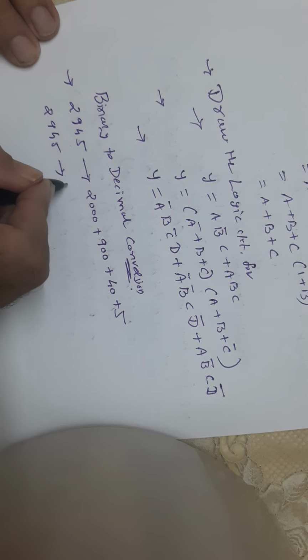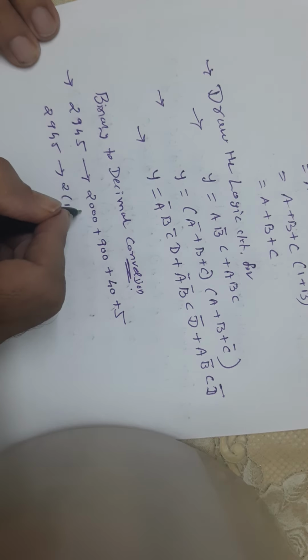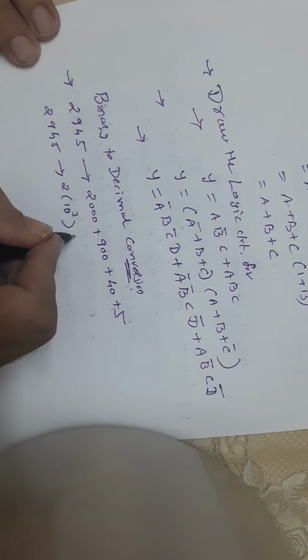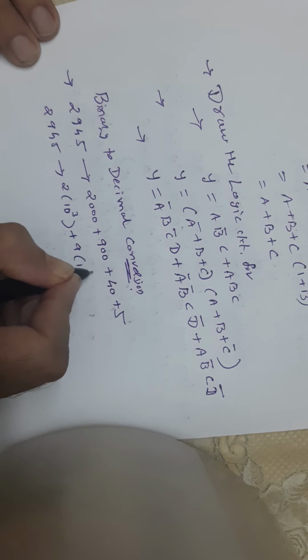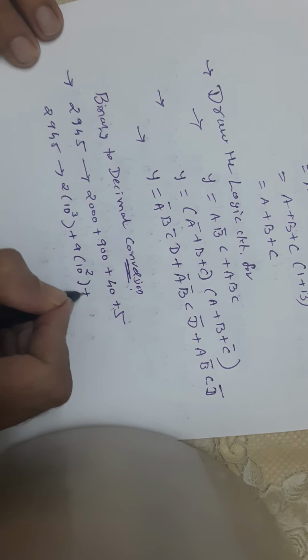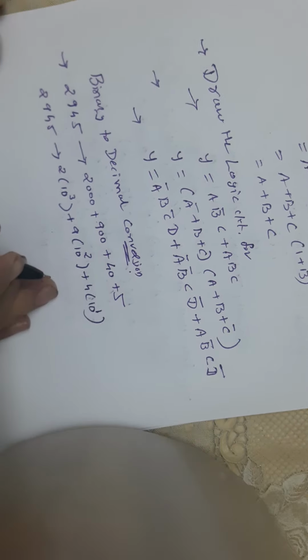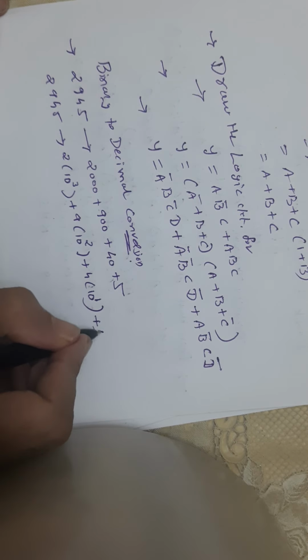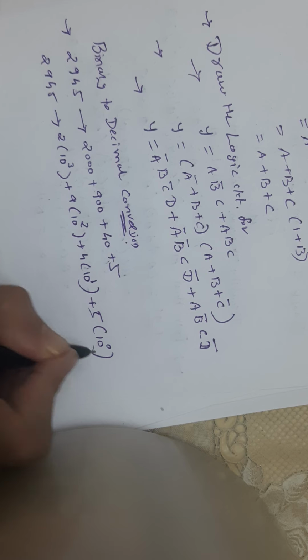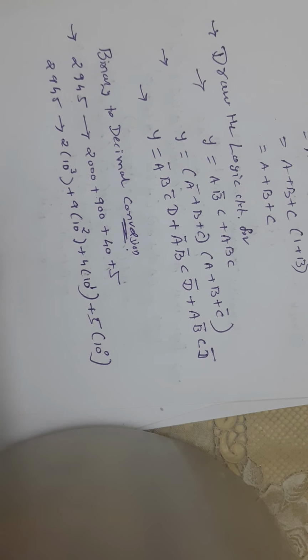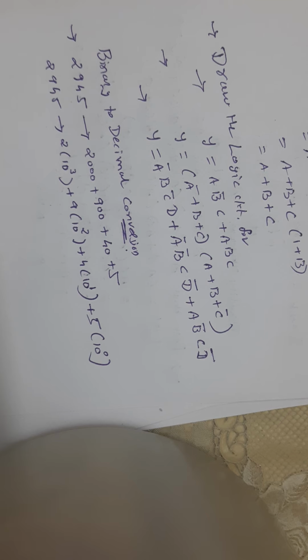It is equivalent to 2 into 10 raised to 3 plus 9 into 10 raised to 2 plus 4 into 10 raised to 1 and plus 5 into 10 raised to 0. So in this way, the decimal number system is an example of positional notation. Each digit position has a weightage or value. With decimal numbers, the weights are units, tens, hundreds, thousands, and so on.